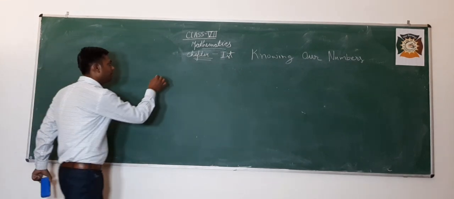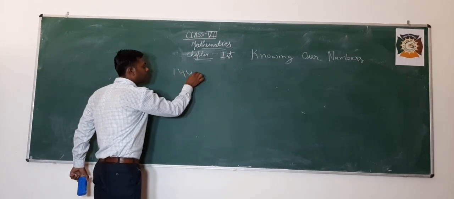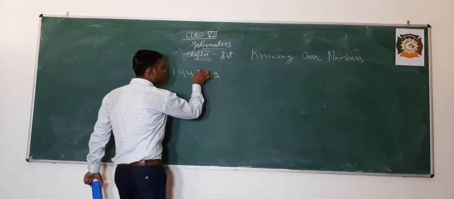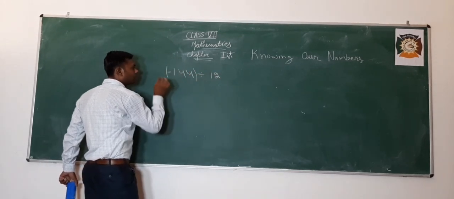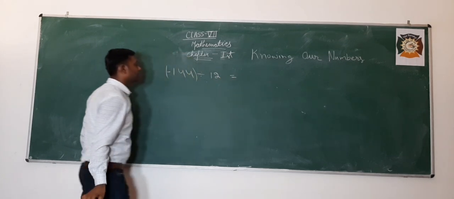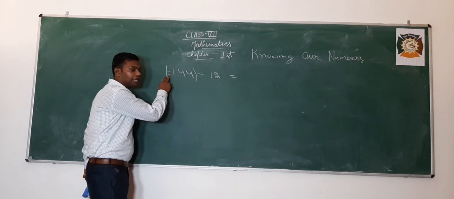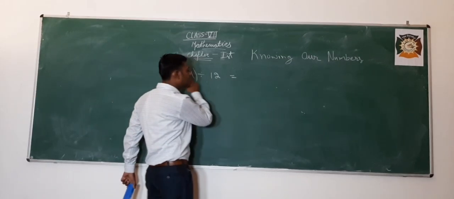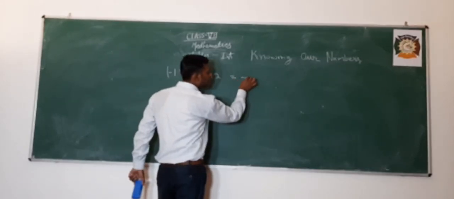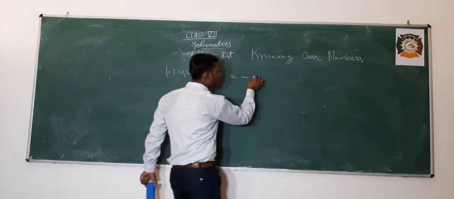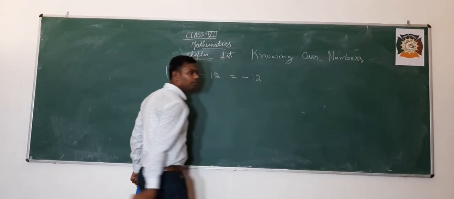Let's consider 144 divided by 12 minus 140 divided by 12. First is negative, second is positive. Then different sign, then you have to put negative sign over the result and divide their absolute values, that will be 12.